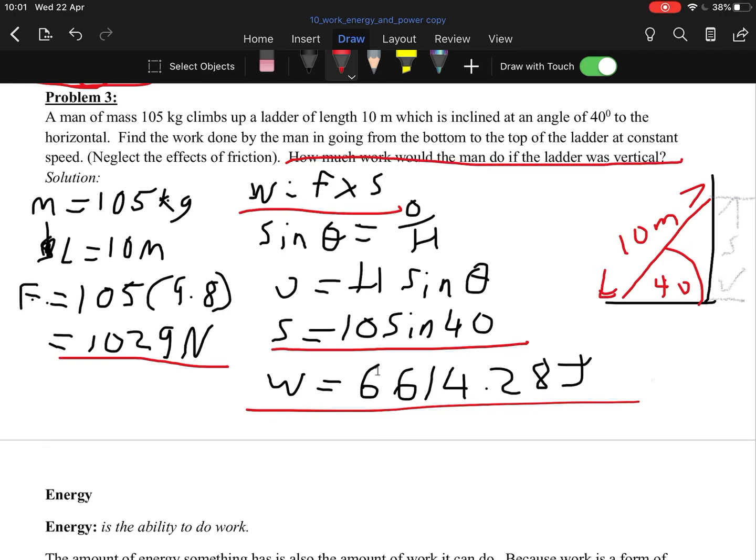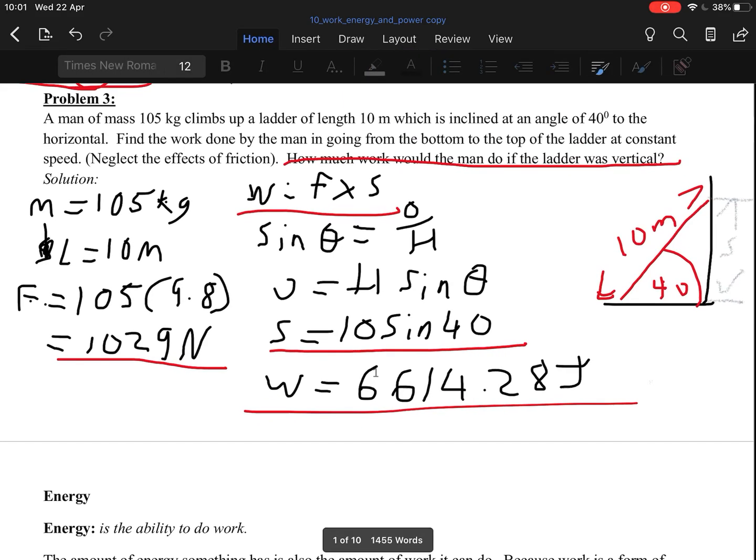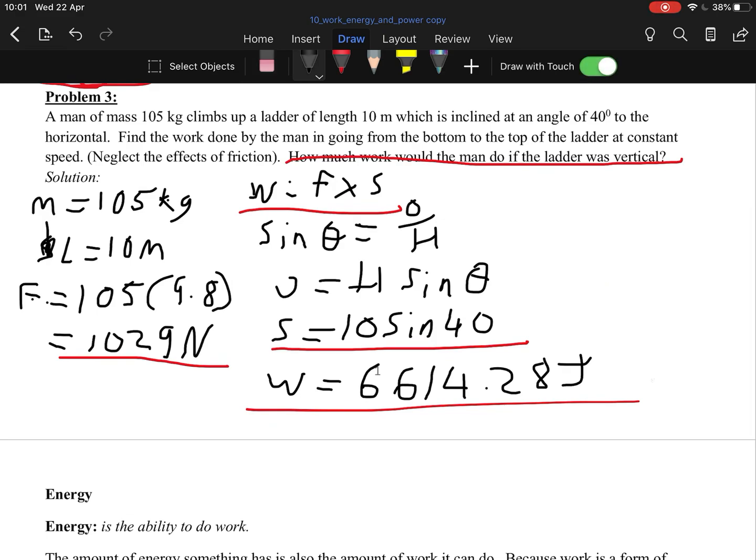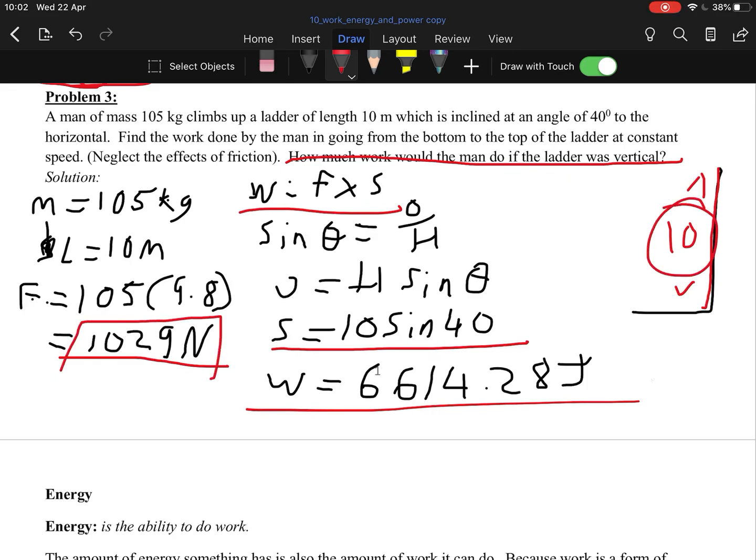Okay, and double check. There's a second part there. How much work would the man do if the ladder was vertical? Well, that's fairly straightforward. I'm going to rub out this diagram here. So basically now what he's done is he's put the ladder vertically up along the wall. So that's very straightforward. It's just going to be your force that we had here, 1029 times 10, because 10 is now our displacement. That's it.